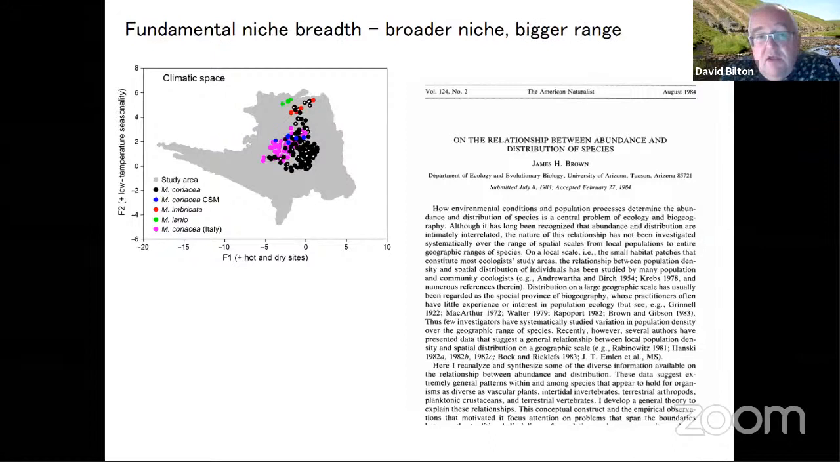Now, the third possible class of driver is basically to do with fundamental niche breadth. And these ideas were first articulated in any detail in this paper by Jim Brown in 1984, where he's looking at the relationship between abundance and distribution. And the idea here is the broader the niche, the broader the range of conditions over which a species may be able to survive, the bigger the geographic range, because it encompasses a greater range of localities. Now, there we've got three possible drivers: evolutionary age, how long a species has been around, relative dispersal ability, and fundamental niche breadth, the range of conditions over which it can potentially survive and reproduce.